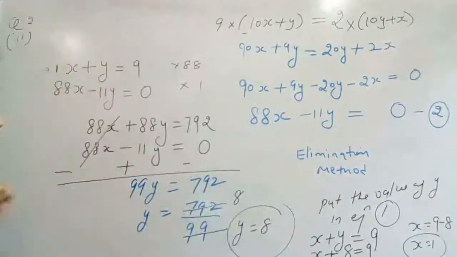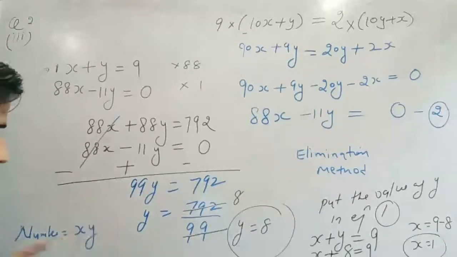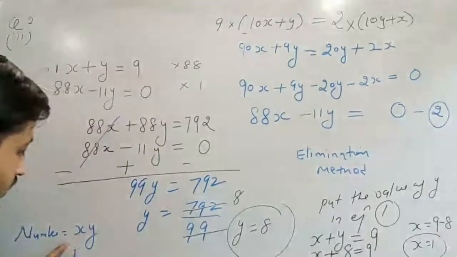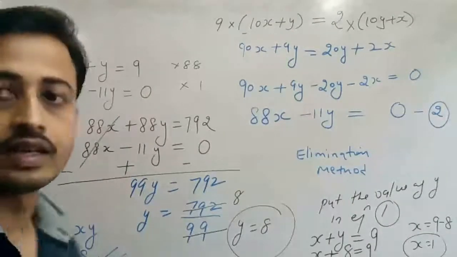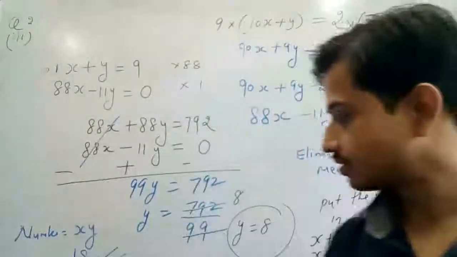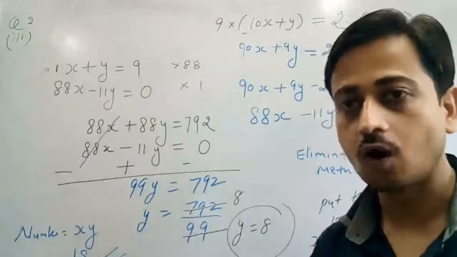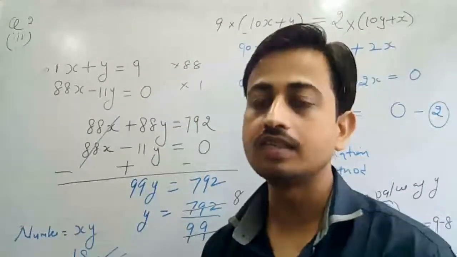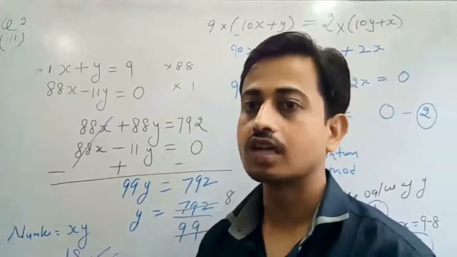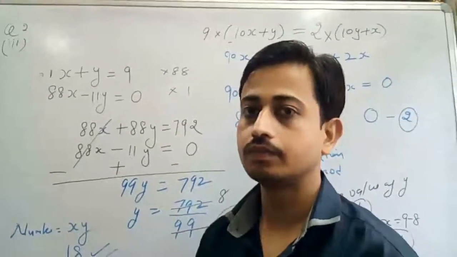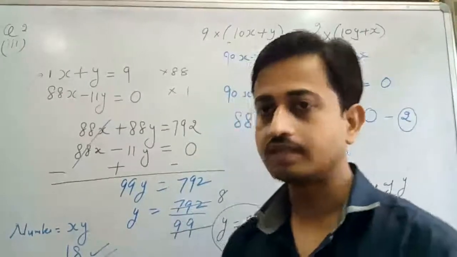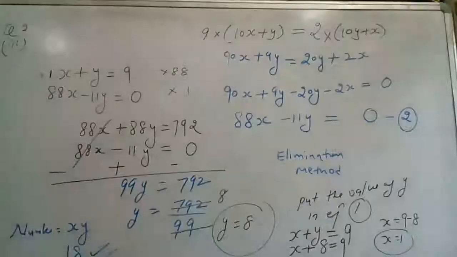What is our number? Our number is xy. Now the value of x is 1 and the value of y is 8. So our answer is 18. Our answer is 18. I hope you understand this. So please make a note first. I hope this will be visible to you. So please make a note.